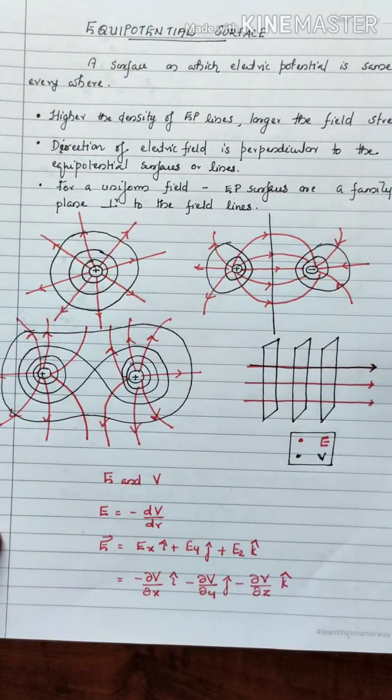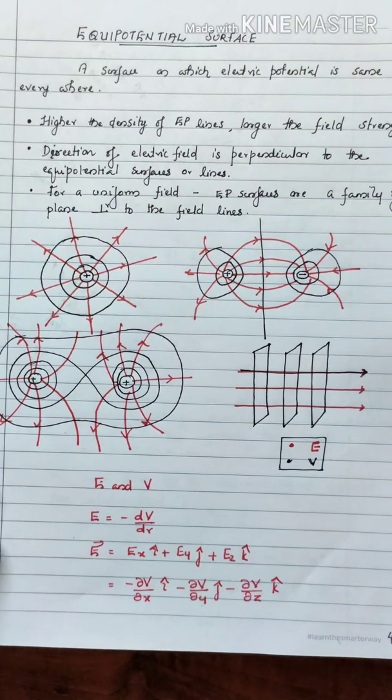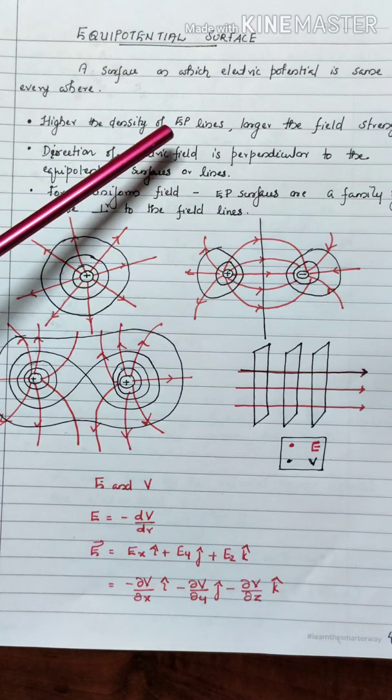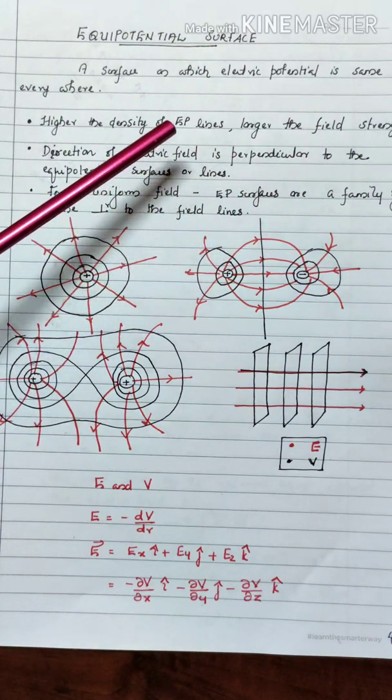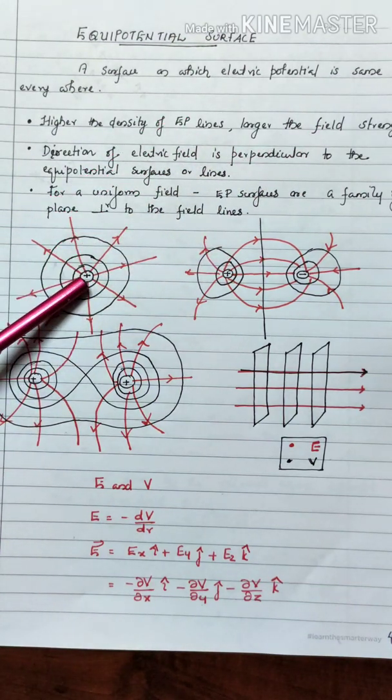equipotential surface. The very important, based on our entrance exams, a surface on which the electric potential is the same everywhere. And keep in mind, higher the density of electric potential lines, larger the field strength. And keep in mind, if you just take a point charge, near to that point charge, the electric field strength is larger, and hence the equipotential surfaces are close to it. Close to the charge, it is very important.